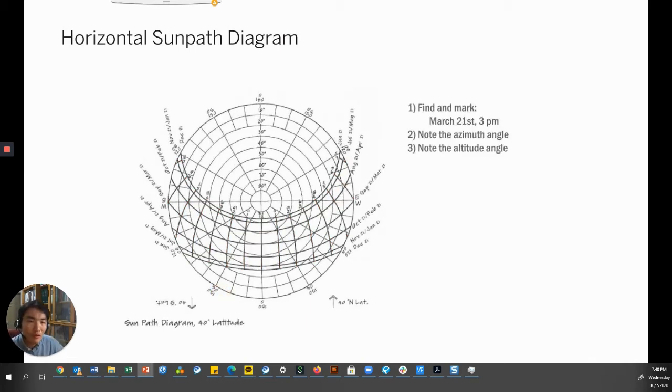Now, let's do a quick exercise and extract the information out of this diagram. If I want to find out how the solar ray is coming into the site at a given time of the year, written on the upper right side of the page, I need to read azimuth and the altitude from this diagram. You can pause the video and try to find the solar ray at this given time based on this diagram.